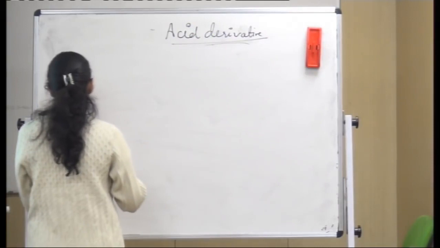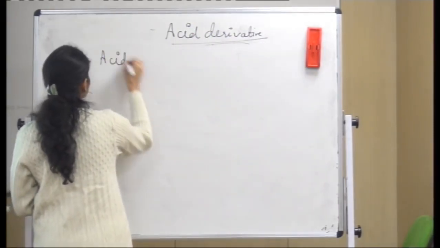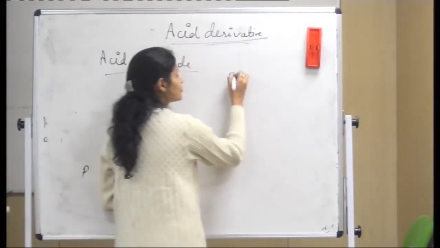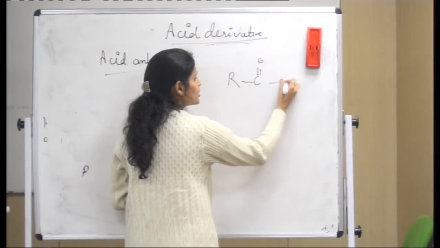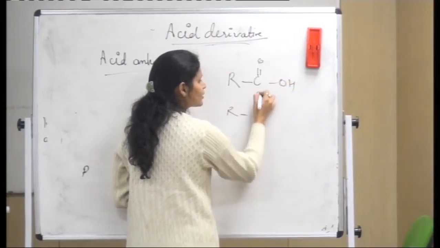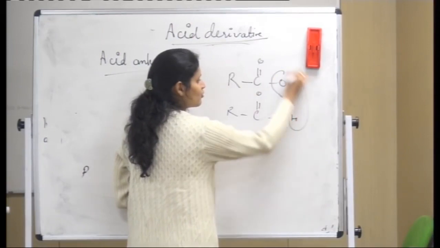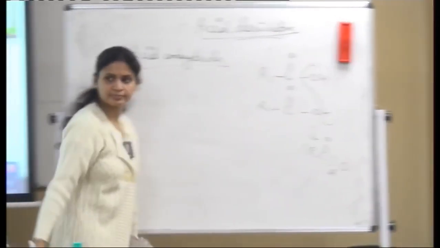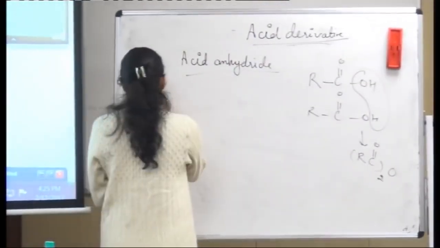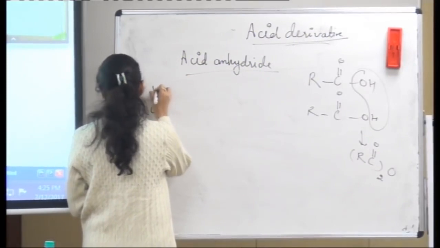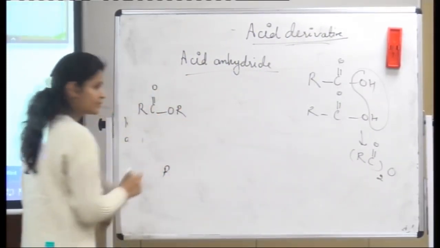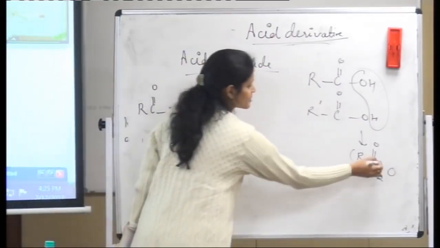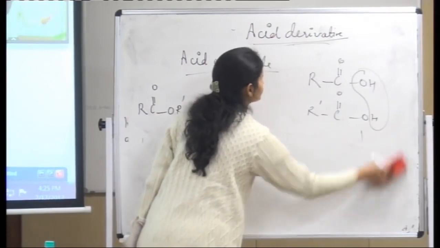The next derivative is acid anhydride. Obviously, they are formed when two acid molecules combine and eliminate water to form RCO twice O, right? What should be the properties of acid anhydride? They are like this. I can take two different acids. Forget it.